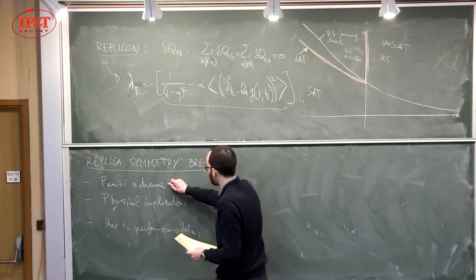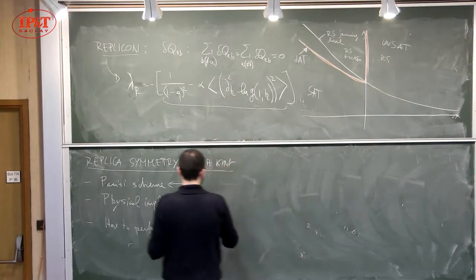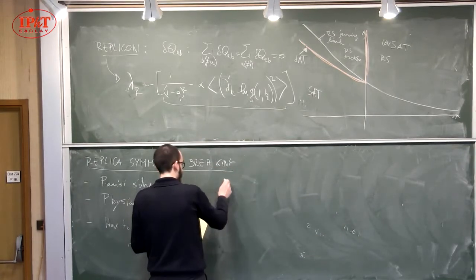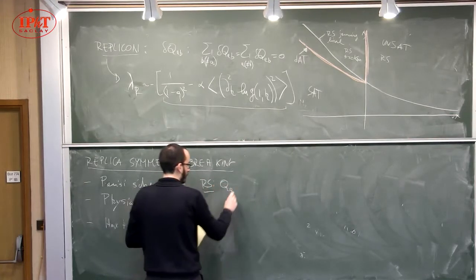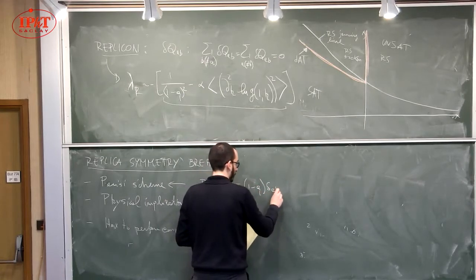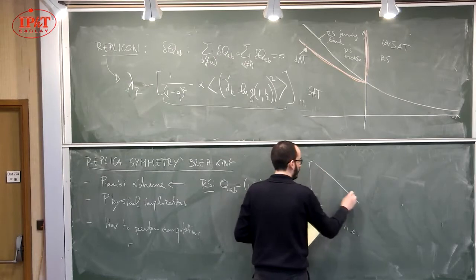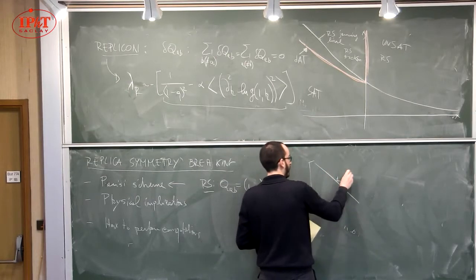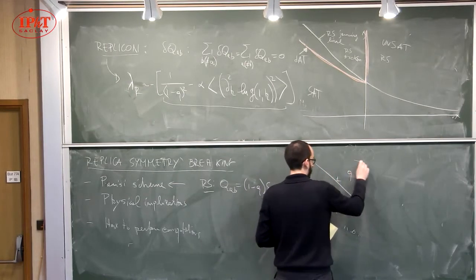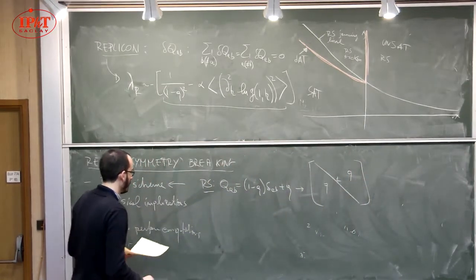Okay, so let me start from this. Let me consider again the replica symmetric ansatz. So we have Q_ab, so RS. If you look at the matrix, then this is 1 on the diagonal. This is the spherical constraint. And you have q outside.